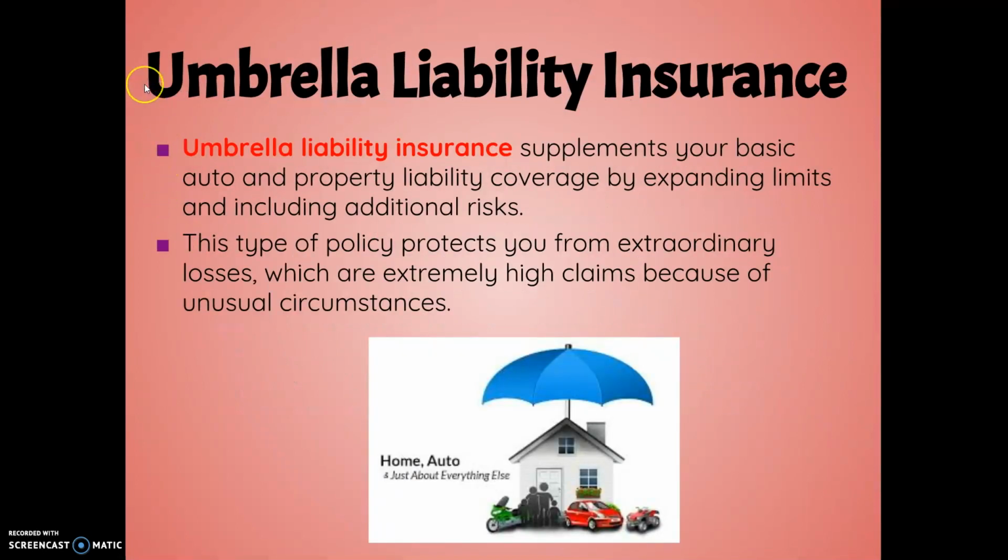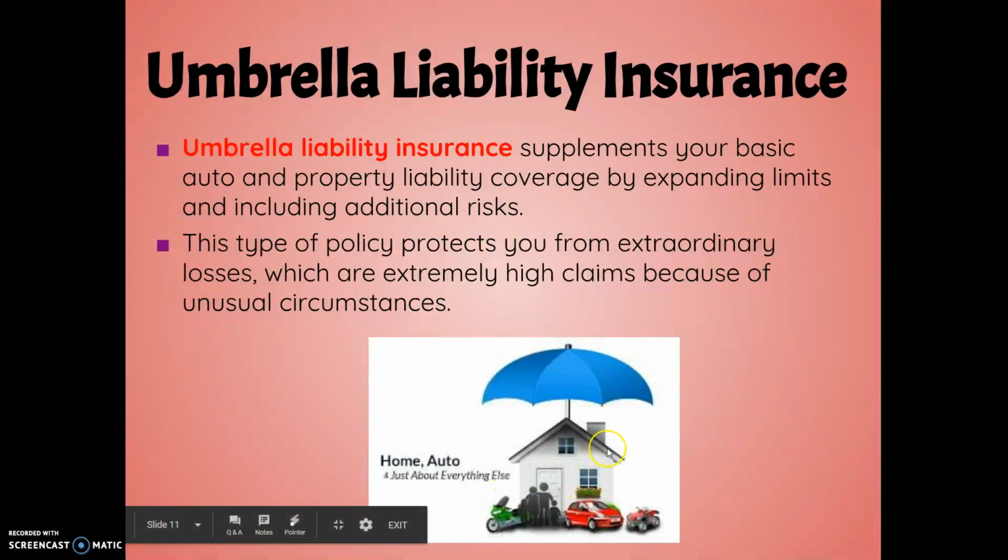The last piece of this chapter is umbrella liability insurance. If you think about an umbrella, it covers everything that's underneath. So an umbrella policy is supplementing your basic auto and property insurance. Basically, in a nutshell, you would have automobile insurance and you would have a homeowner's policy. However, an umbrella policy goes above and beyond to give you additional protection should there be some type of extraordinary loss.